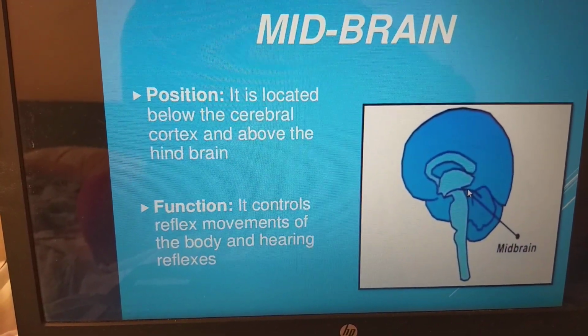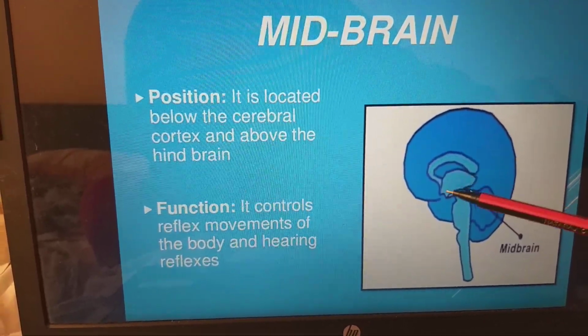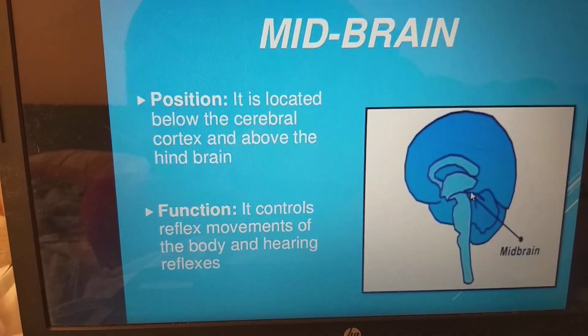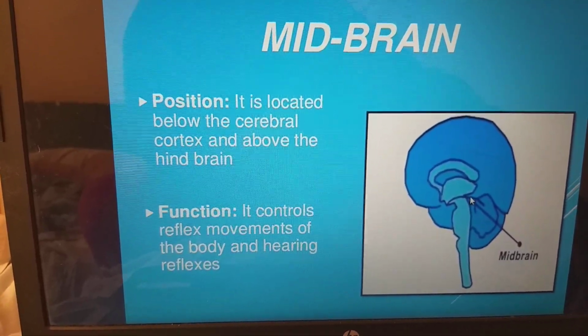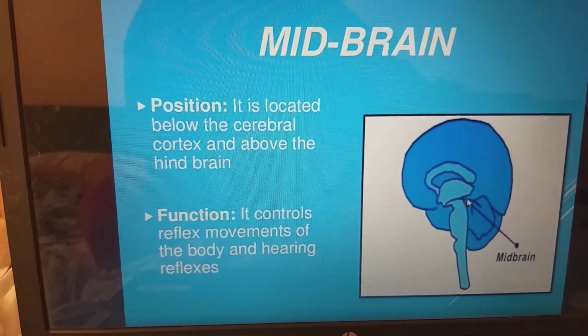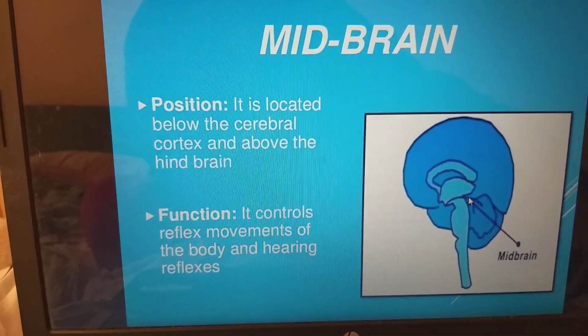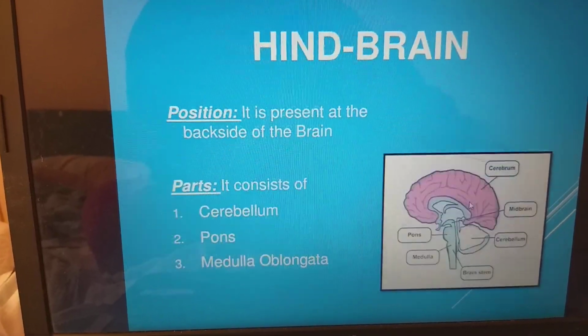Next, midbrain. It is located below the cerebral cortex and above the hindbrain. In between it will be there. So it is the midbrain. Function: it controls the reflex movements of the body and hearing reflexes. A reflex is a sudden action. Those reflex movements are controlled by this midbrain.